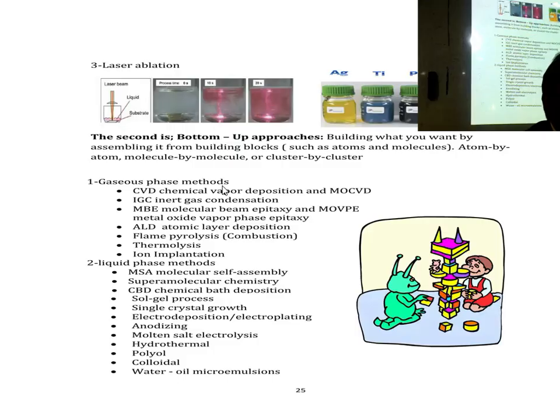Zinc nitrate solution. It is highly soluble. You make a zinc nitrate solution. It should be a saturated solution. Okay? And into that you have to apply ammonium hydroxide dropwise. Zinc hydroxide will be produced in the nano size.